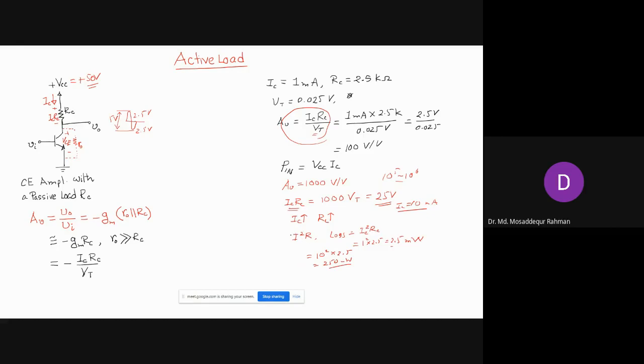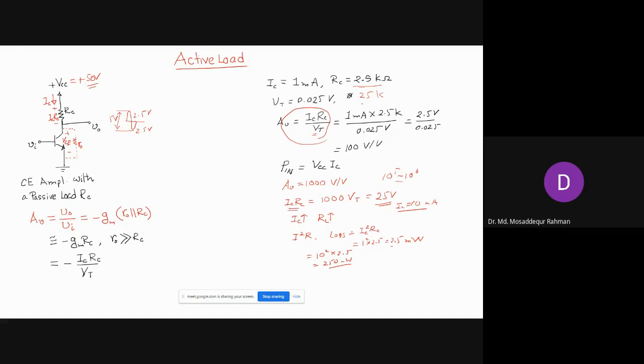So probably you will go for increasing the resistance. If you increase the resistance 10 times, before it was 2.5K, now you can use a resistance 10 times greater, 25K. That will increase the gain by 10 times.